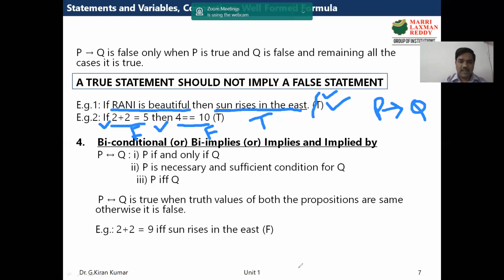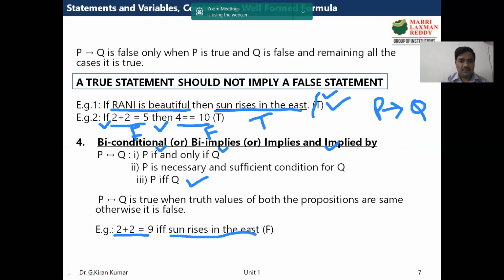Now let us take one simple example: 2 plus 2 equal to 9 if and only if the sun rises in the east. Please make a note: this biimplication we can also call a biconditional. We can call it biimplies, implies and implied by, and sometimes we also write it as P iff Q. So there are different forms I have shown here. Now what is the truth value of this?